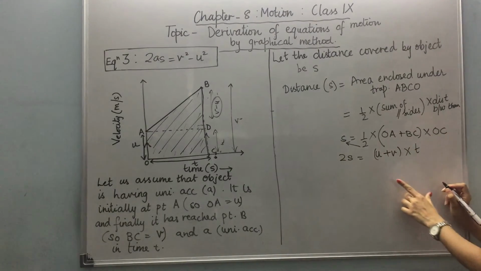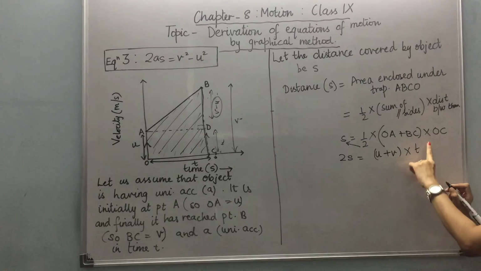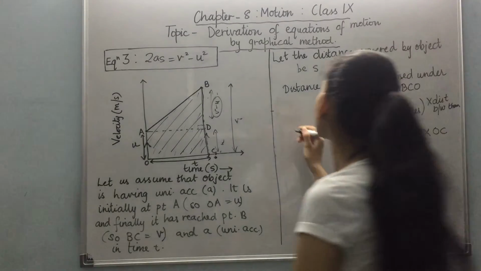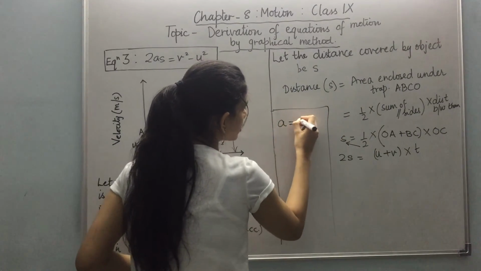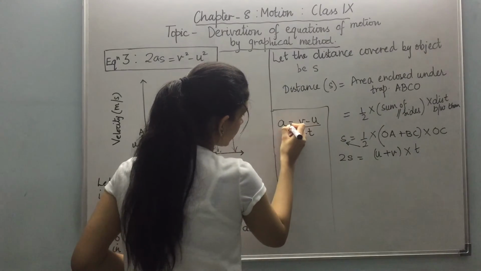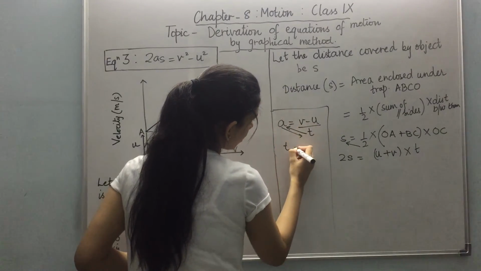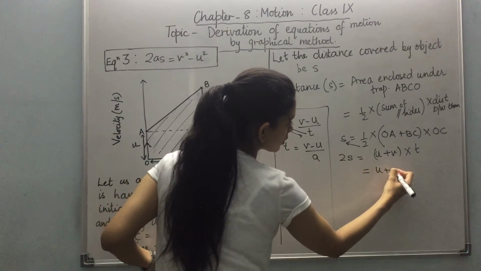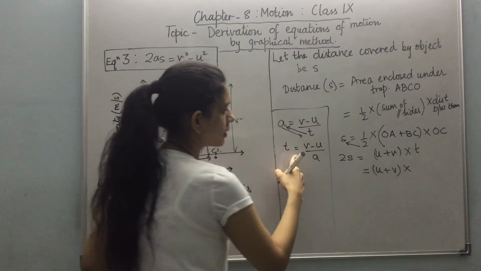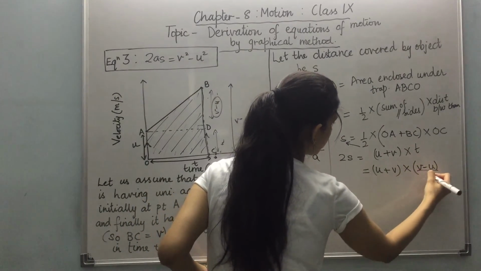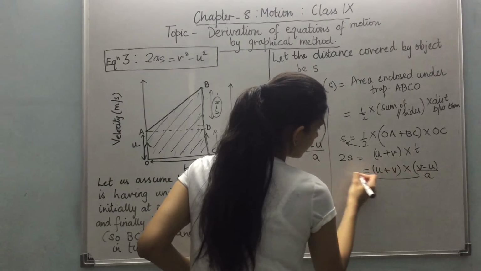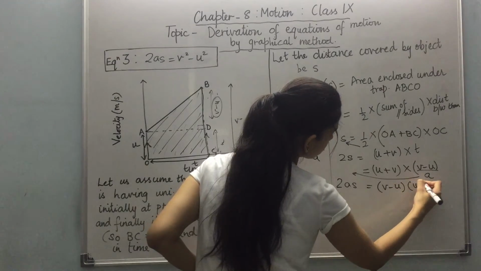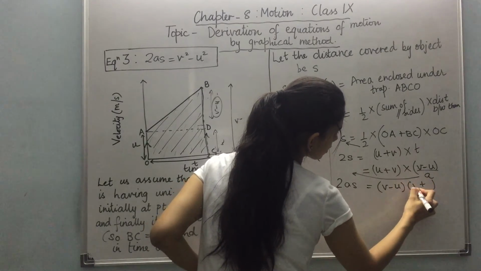Now see, we have already got here U plus V, but we do not want T anywhere in our equation, so we are going to eliminate this again by using the same formula. A is equal to V minus U upon T. Now if I take this T there and A I bring down, I get, so I will substitute this value over here: U plus V into, instead of T I will put V minus U upon A, right? A again I bring to this side, 2AS is equal to V minus U into U plus V, or you can even write V plus U.